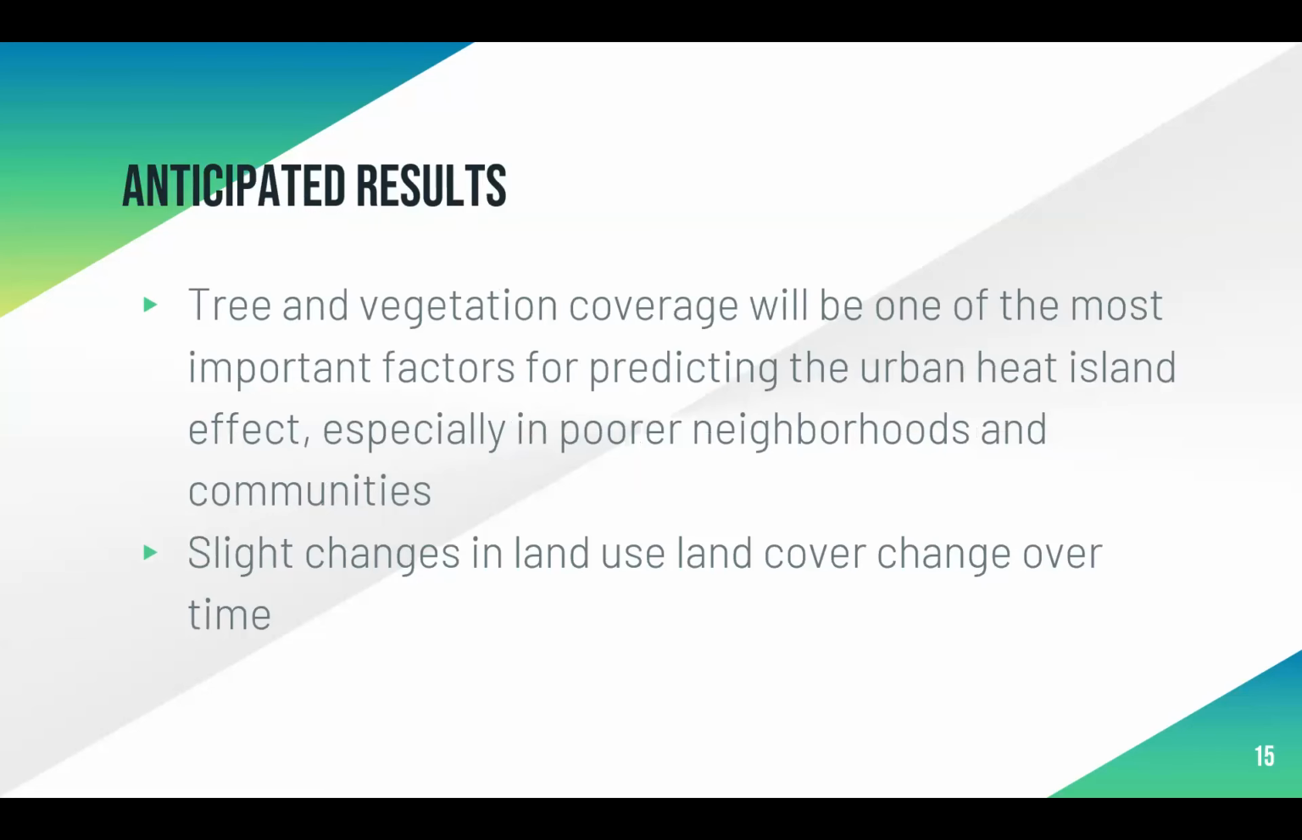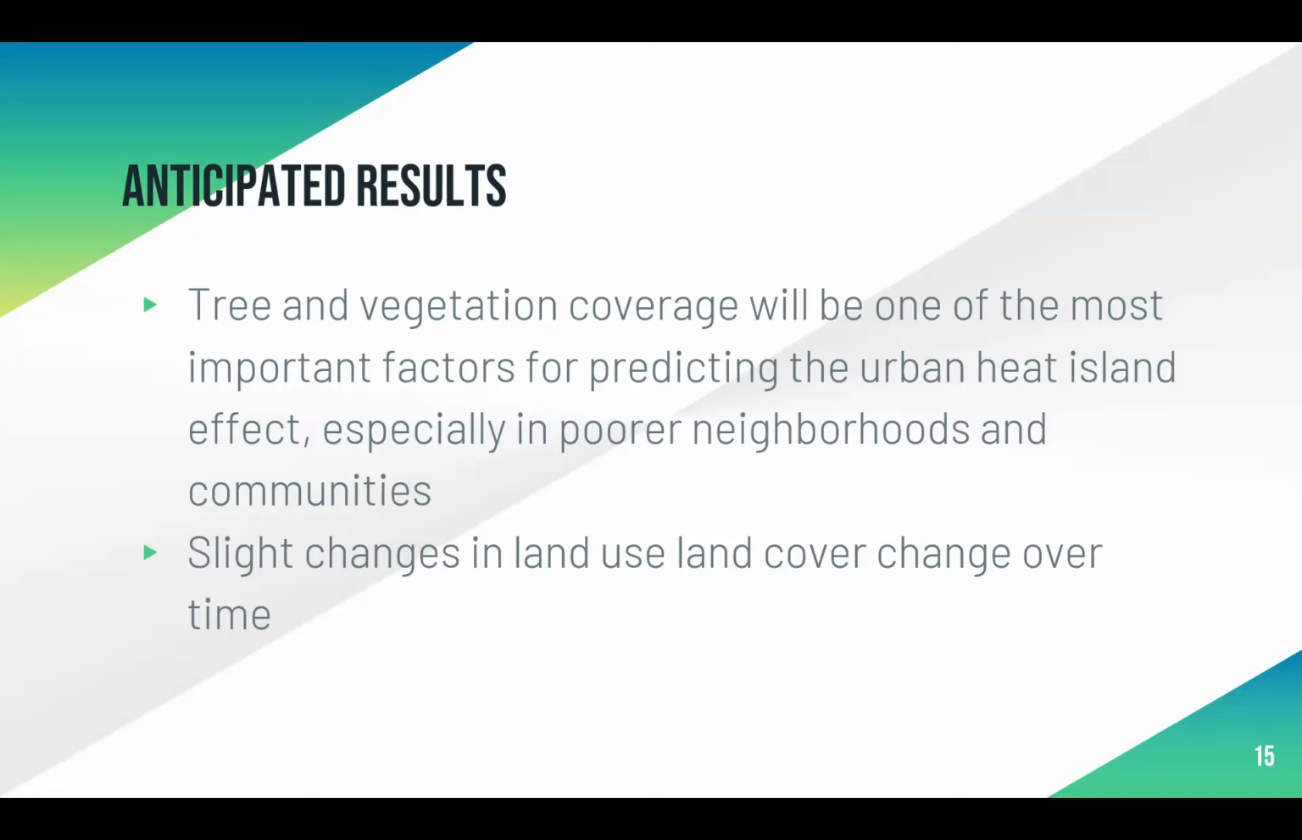And as for my anticipated results, growing up in Los Angeles County and being familiar with the area, I can say that when looking at the urban heat island effect, tree and vegetation coverage will be one of the most important factors. Without diving too far into the data, it is clear that the poor neighborhoods and communities have way fewer trees than the richer areas. It would be nice to identify those areas that need help the most and maybe push for action to be taken so that residents there suffer less from the heat.